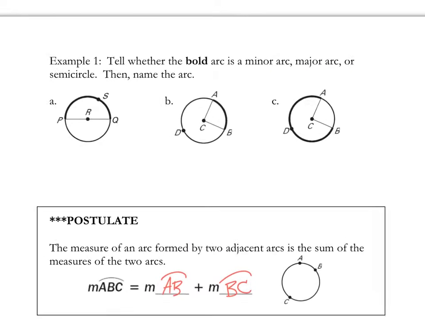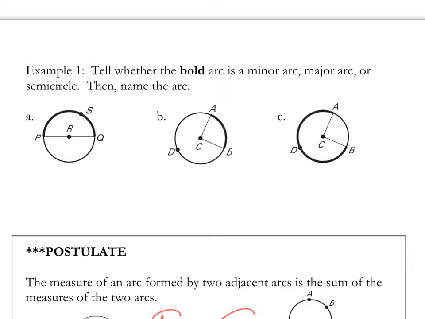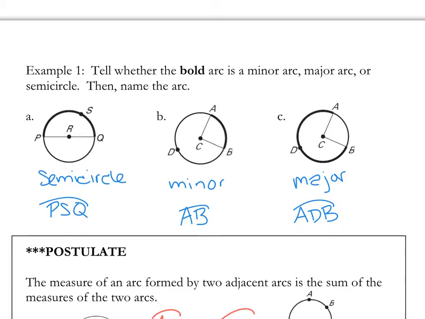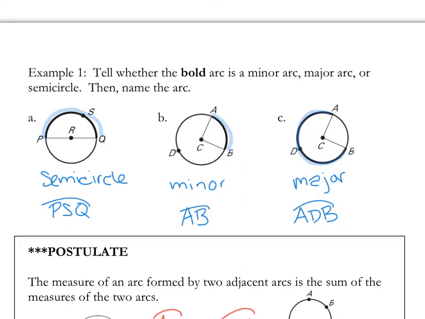All right, so tell whether the bold arc is a minor, major, or semicircle, then name the arc. So try these 3, and then we'll talk about them. All right, so we have semicircle, P, S, Q. You gotta do 3 letters. All you do is just go in a circle. So P to S to Q. Minor arc, because AB, you just do 2 letters. And then major, because we're going around the circle, go through D, so it would be ADB.